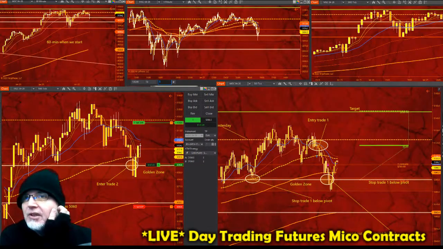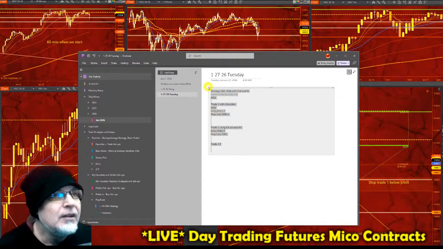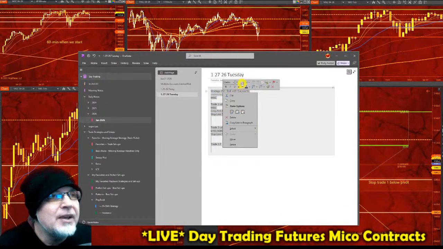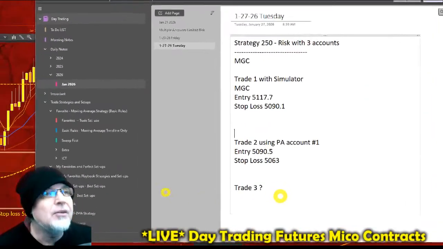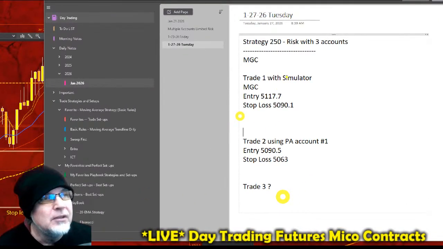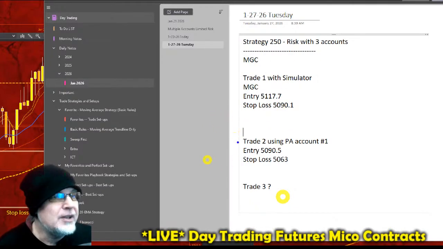In case you want to see the morning breakdown of what's actually happening here, let's look at it. Take notes, man. It's really, really helpful if you take notes. So we have our trade 1. We got the entry price. We got the stop loss price. That one failed with the simulator. And then we got trade 2, which we're in right now. We have our stop loss in place.